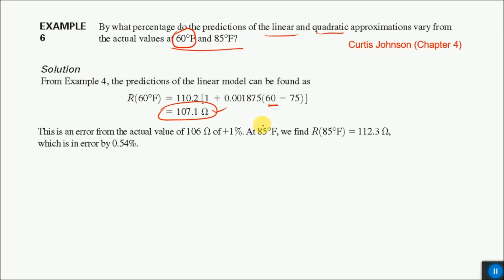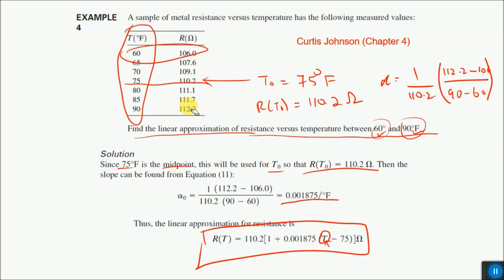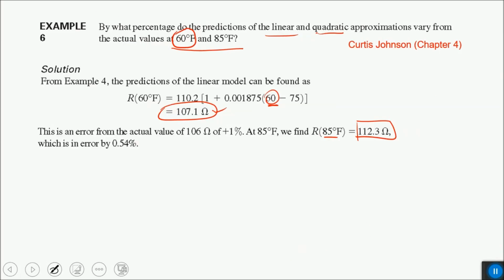Similarly, at 85 degrees Fahrenheit, if we put 85 in this formula instead of 60, we find the resistance to be 112.3. And if we go back here, at 85, our actual measured resistance was 111.7. So again, here is some error. In case of 60 degrees, the error was about 1%, and at 85 degrees, the error was around 0.54%. So in case of linear approximation, we are getting errors of around 0.5% to 1%, and maybe even more at some other temperatures.